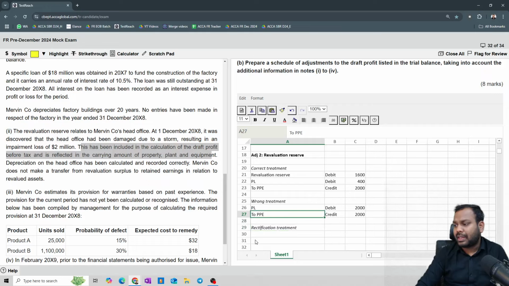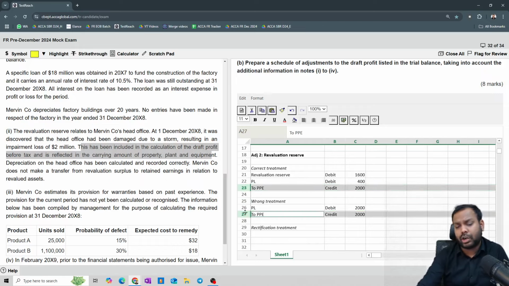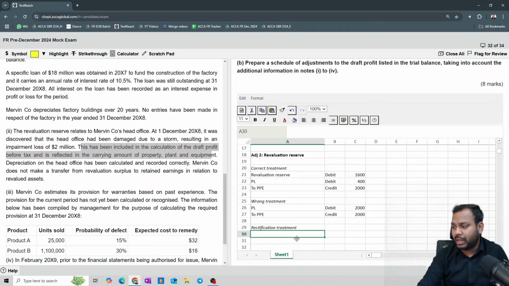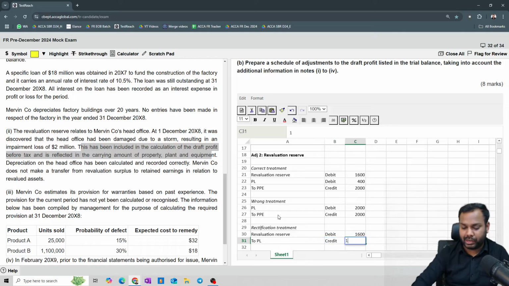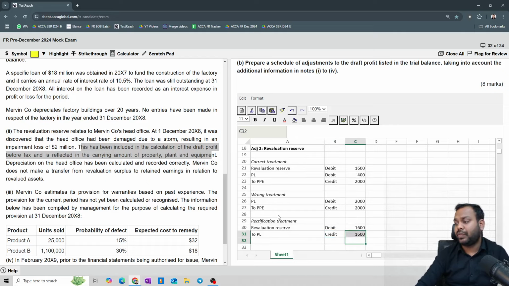So understand, PPE is correct. PPE should be reduced by 2000, this is not wrong. There is no challenge in PPE. But in P&L we should debit by 400, but we are debiting it by 2000, which is wrong. So what I will do is debit revaluation reserve by 1600 and credit P&L by 1600. So this should be the rectification entry.